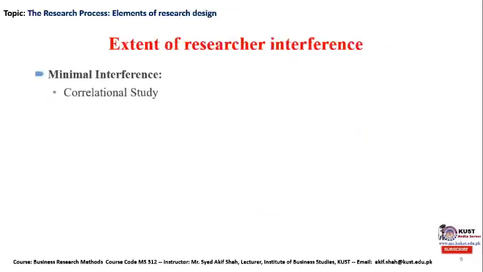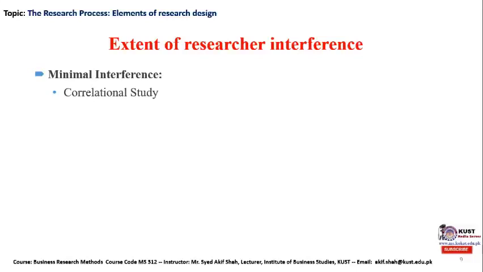Let's discuss the second element of the research design, which is the extent of the researcher's interference, like whether the research model requires the researcher to interfere in the environment or not at all. So the first case is minimum interference by the researcher. Correlational studies normally do not require the researcher to modify the environment or change the research setting.